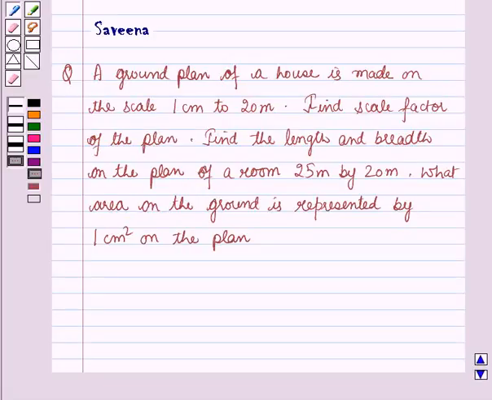Hello all and welcome to the session. Today the question is, a ground plan of a house is made on the scale 1 cm to 20 meters. Find the scale factor of the plan, find the length and breadth of the plan of the room 25 meters by 20 meters. What area on the ground is represented by 1 cm square on the plan?